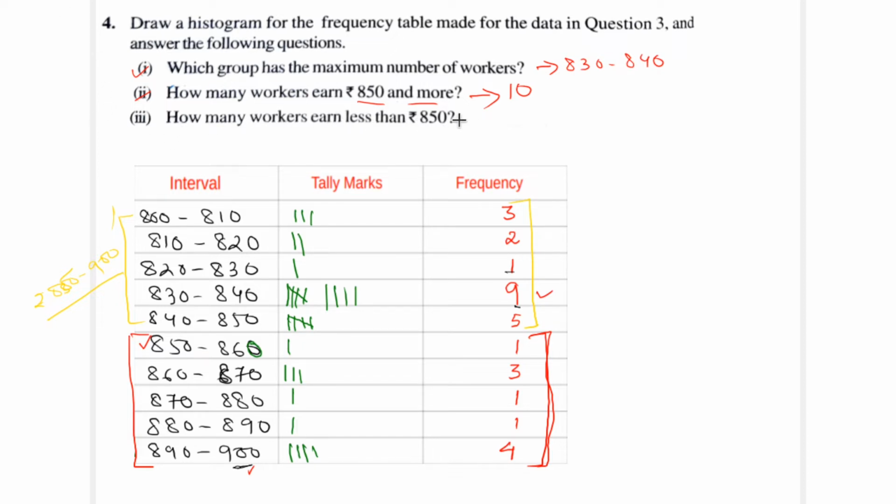Now come to number 3. How many workers earn less than rupees 850? Less than rupees 850 means rupees 800 to rupees 850, between this 800 to 850. So the group is this one, and we have to add all these numbers. 3 plus 2, 5, 10, 15, plus 5, 20. So our answer is 20 here. Very easy to answer. Hope you have understood this.